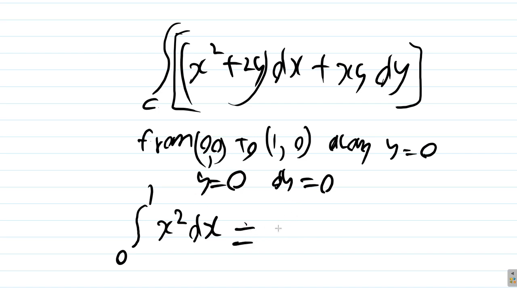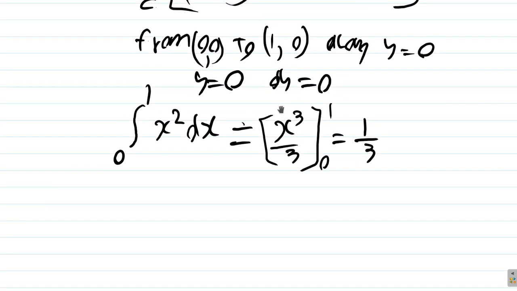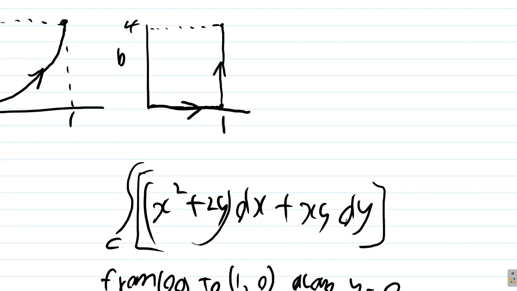So this is equal to, when you integrate x squared, you get x cubed over 3 from 0 to 1, which is 1 cubed over 3 minus 0 cubed over 3. But 0 over 3 is just 0. So that part amounts to 1/3. Alright. So we went from 0, 0 to 1, 0 along the x-axis, which is y equals 0.